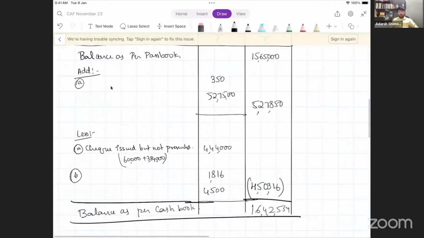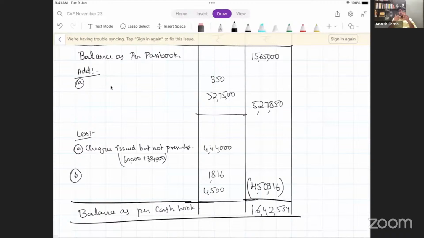I hope you've understood this. You just have to match the two balances. That's all. First, you have to see what is the effect of that. These are all differences. These sentences, whatever they give, generally they cause a difference between the two balances. Generally, that is the problem. In one book, they would have entered that transaction. In the other book, the transaction is not entered. So now you have to see in which book the transaction has been entered.